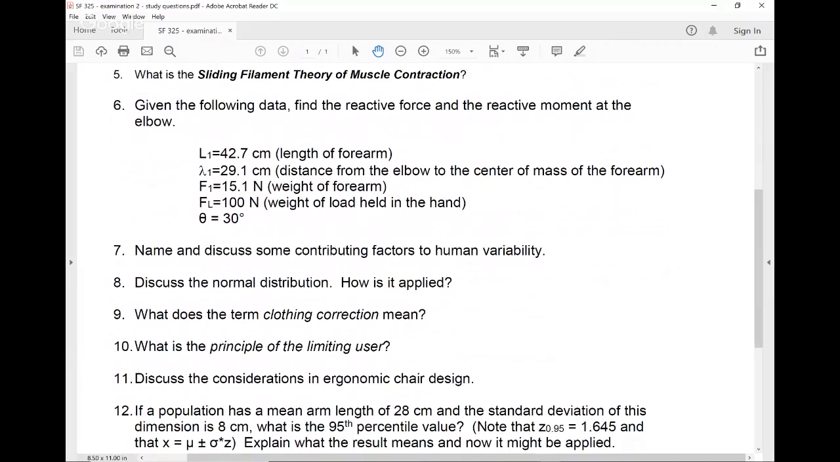What is the sliding filament theory of muscle contraction? I'm going to let someone else answer this one, someone who is here to see the cheesy video on muscle physiology. You don't have to explain right now. Don't worry about using all the correct terms. It's just the concept of the sliding filament theory. On the exam, I'd like you to use the correct terms, but I wouldn't expect you to have it all memorized from just being in lecture.